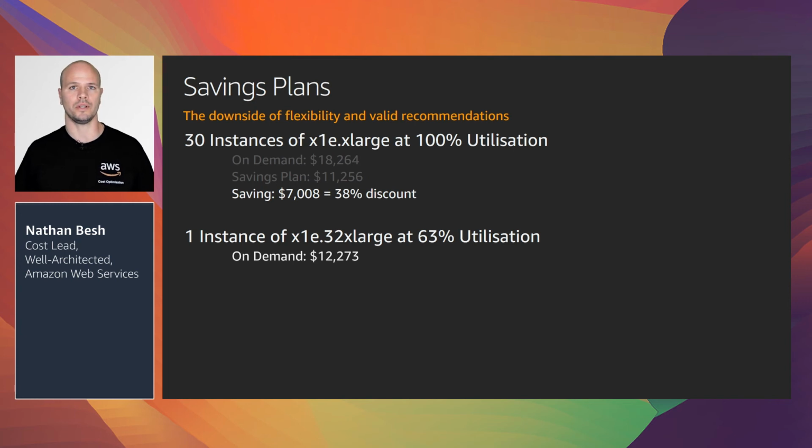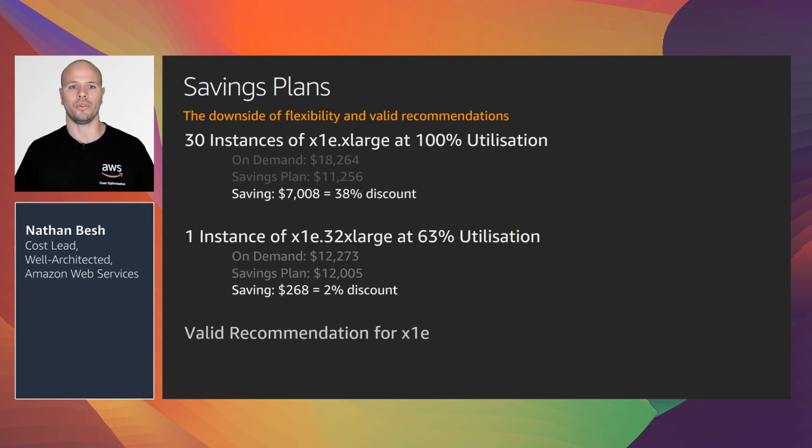If you also had a single X1E 32 extra large running at only 63% utilization, on-demand cost would be a little over $12,000 and the savings plan again would be a little bit over $12,000. You can see here that there is a saving. That particular example, there's a very small saving, but there is still a saving. So that would be a valid recommendation. If that's what you are running, it would be cheaper to get a savings plan, hence it's a valid recommendation that is made. Whether or not you would want to purchase a savings plan that gives you 2% discount, maybe not.